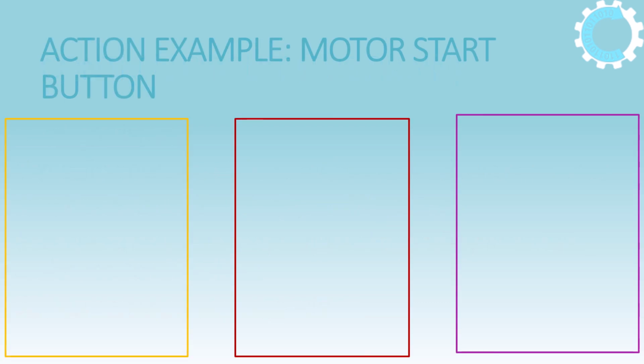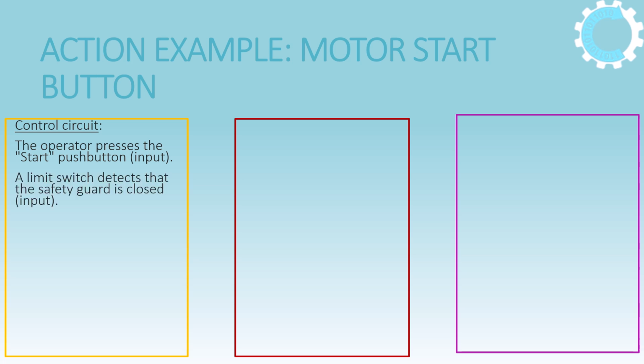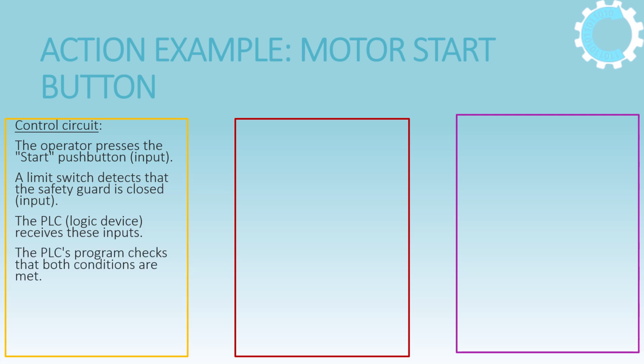To make this working principle clearer, let's have a look at a simple motor starting action example. At the control circuit level, the following steps take place. First, the operator presses the start push button, which is a PLC input. At the same time, a limit switch detects that the safety guard is closed, which is also a PLC input. The PLC, which is the control logic device, reads these inputs. The PLC's program checks that both conditions are met, and the PLC sends a low voltage signal to a control relay through one of its digital outputs.